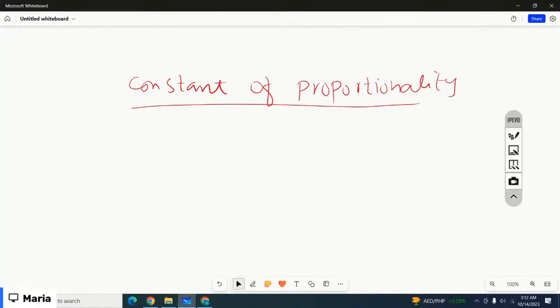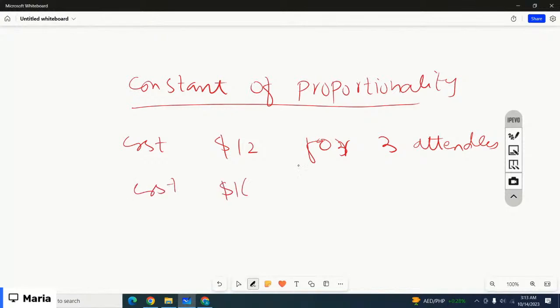For example, you're going to arrange a picnic, right? And the picnic costs $12 for three attendees, right? Alternately, if the picnic has four attendees, it costs $16, right? You have another option, it costs $16 for four attendees. You have to calculate the constant of proportionality, right?